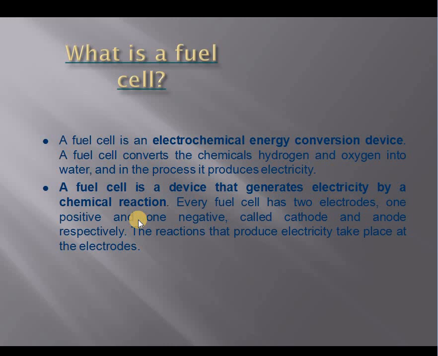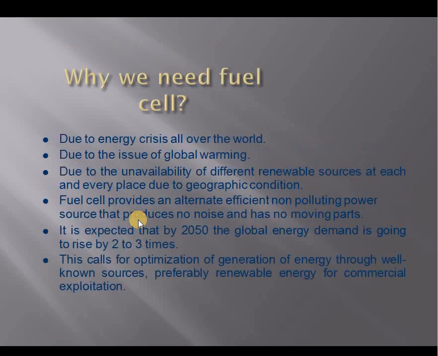So what is a fuel cell? As already said, it is an electrochemical conversion of energy, that is chemical energy is converted to electrical energy. A fuel cell converts the chemicals hydrogen and oxygen into water, and in the process it produces electricity. So a fuel cell is a device that generates electricity by a chemical reaction. Every fuel cell has two electrodes, a positive electrode and a negative electrode, called the cathode and anode respectively. The reaction that produces electricity takes place at the electrodes.